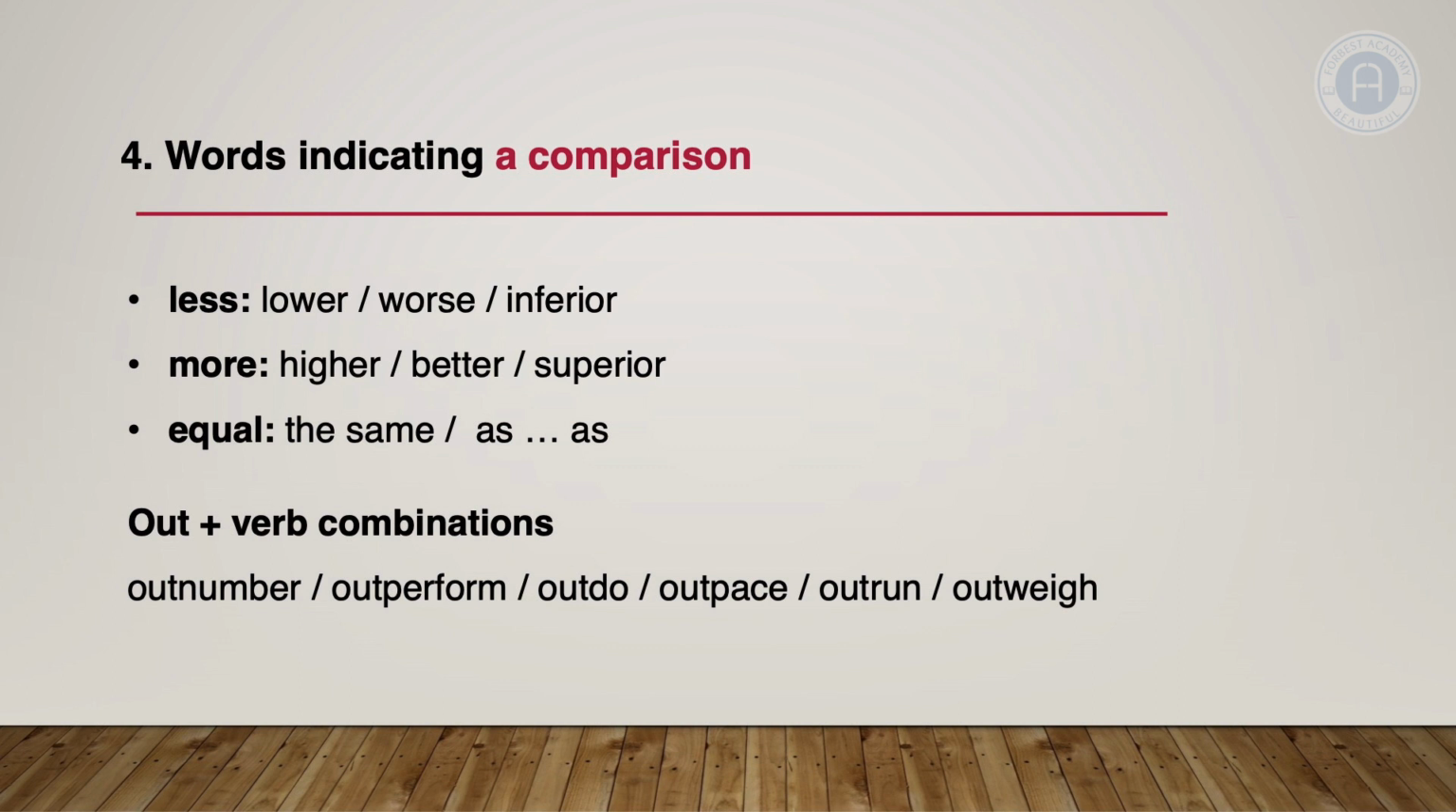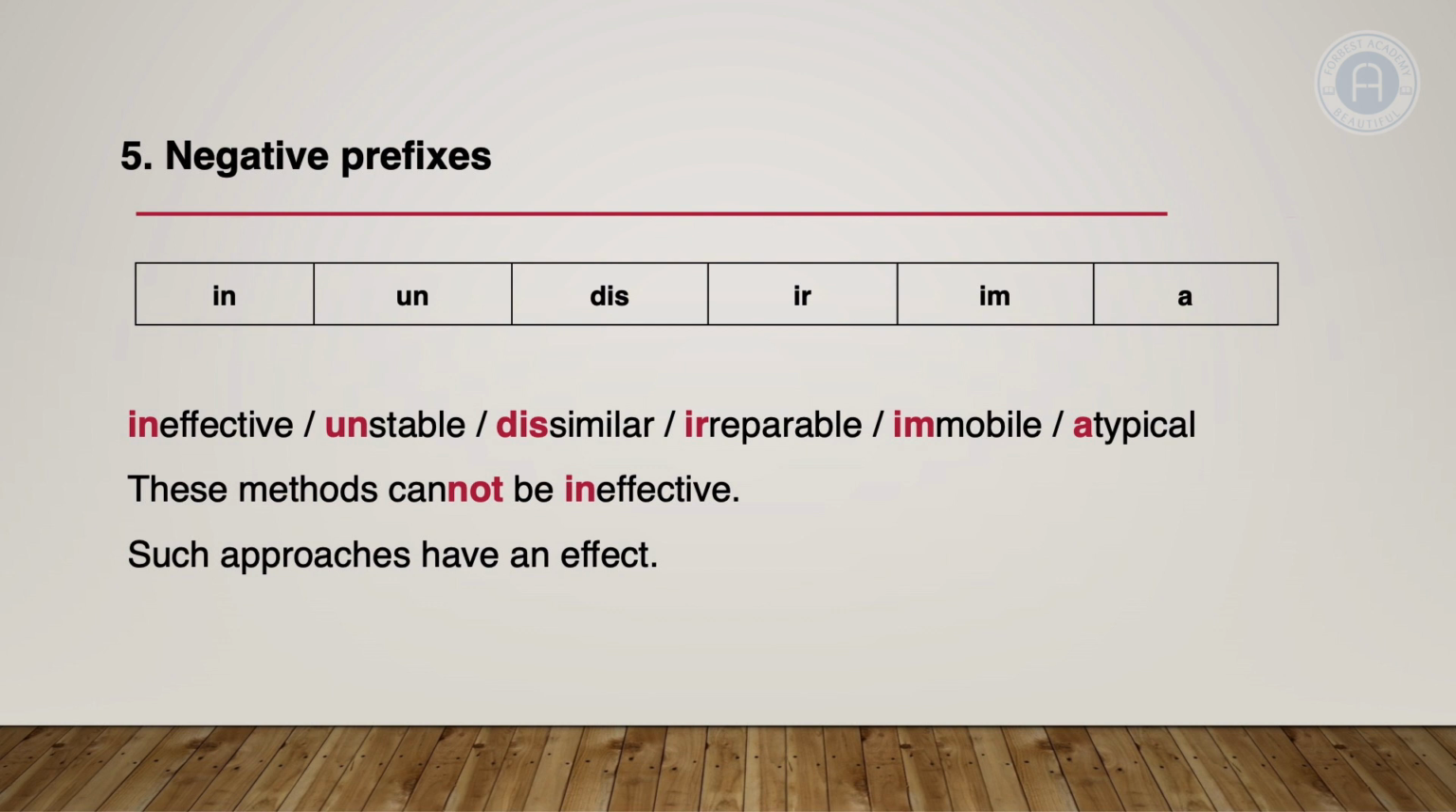Last but not least is the use of negative prefixes. And you know, these are word parts that show up before adverbs, adjectives, nouns, and verbs, and make their meanings the opposite of what they normally might mean. Let's have a look at some examples. Ineffective, unstable, dissimilar, irreparable, immobile, and atypical. When you're under stress, chances are you might not be paying attention to these prefixes. So they can shift the meaning completely, and they can be pretty challenging.